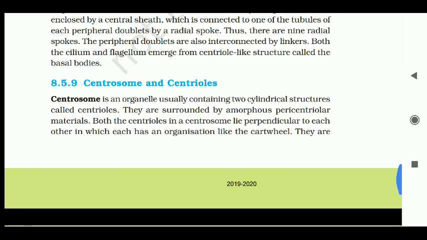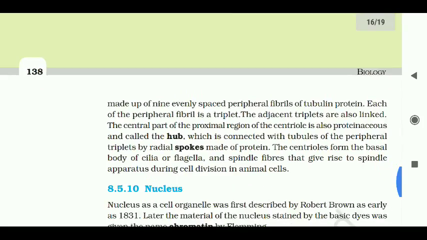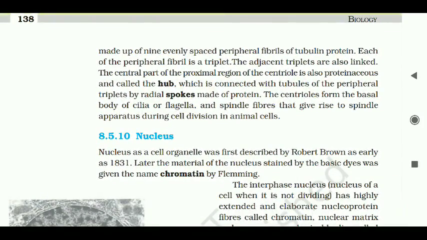8.5.9 Centrosome and Centriole. Centrosome is an organelle usually containing two cylindrical structures called centrioles. They are surrounded by amorphous pericentriolar materials. Both the centrioles in a centrosome lie perpendicular to each other, in which each has an organization like a cartwheel. They are made up of 9 evenly spaced peripheral fibrils of tubulin proteins. Each of the peripheral fibrils is a triplet. The adjacent triplets are also linked.